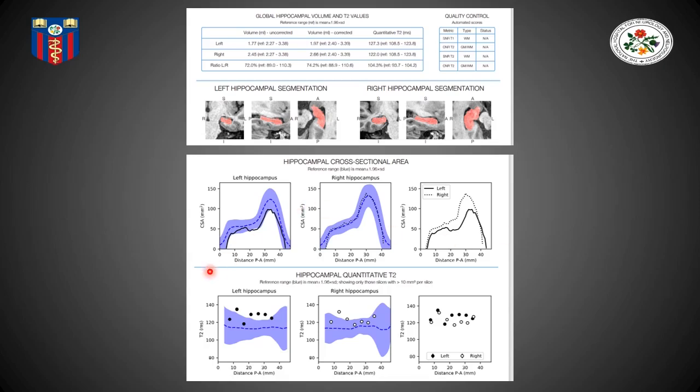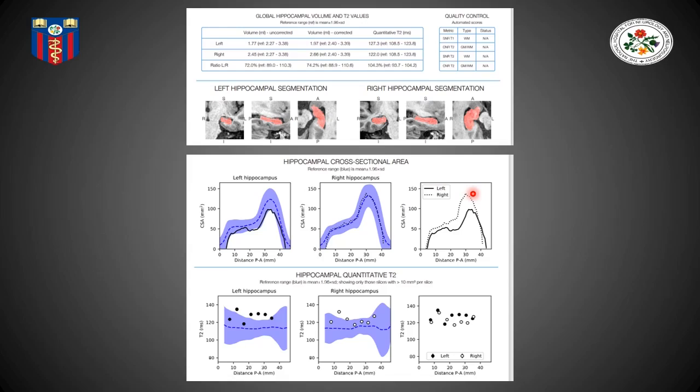What you can see in this picture is how the hippocampus is represented from the tail to the head. In purple is the standard deviation of the normal hippocampi volume, and you can see in this picture that the left hippocampus is of reduced volume, while the right hippocampus is perfectly in the mean of the volume. Here you can see the comparison between the left and the right.